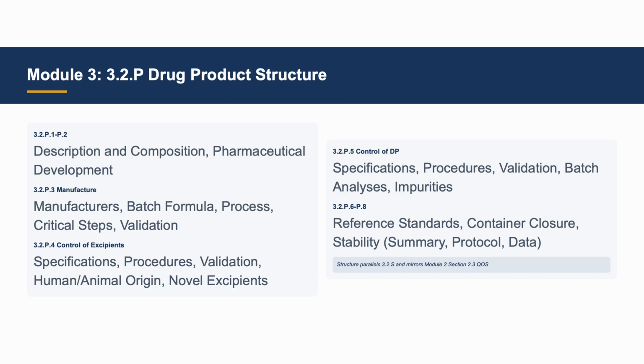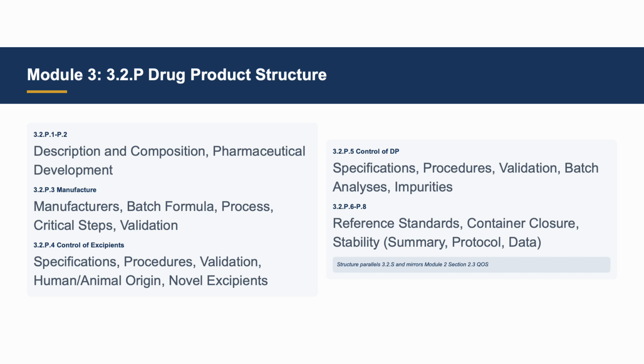The drug product section, numbered 3.2.P, contains comprehensive documentation of your finished pharmaceutical product. The structure parallels the drug substance section in many ways, reflecting the need to characterize and control the product at both the substance and product levels.